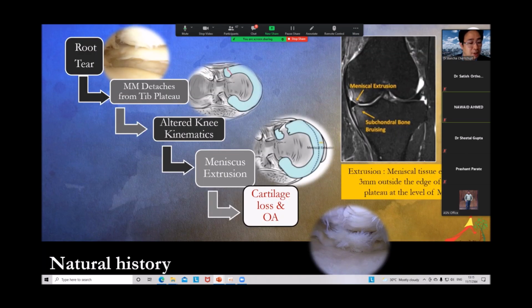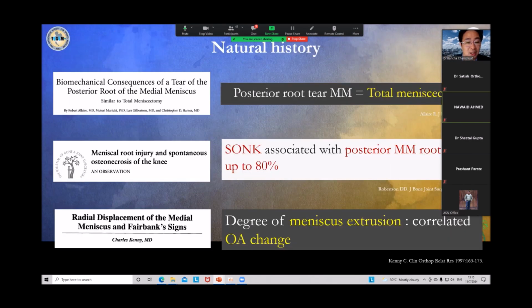So this is the natural history of the meniscus root. You can see that the patient may have the root tear, followed by the detachment or extrusion of the meniscus. Okay, after that, they alter the knee kinetics. Meniscus extrusion can create progressive joint narrowing or cartilage degeneration. And finally, the patient will have osteoarthritis of the knee joint. The association between the root tear and osteonecrosis is up to 80%.